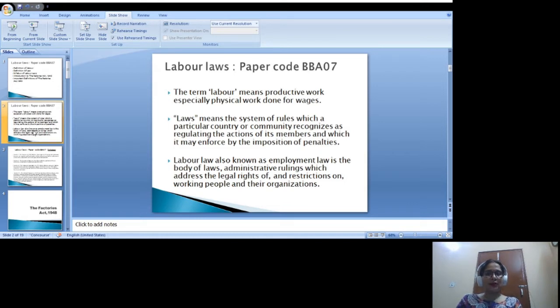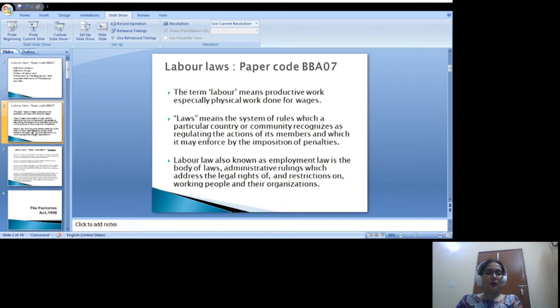Now, what do you mean by law? Law means the set of rules and regulations. Laws means the system of rules which a particular country or community recognizes as regulating the actions of its members and which it may enforce by the imposition of penalties. If you do not abide by these rules you may face penalties, and these laws are different for different countries.